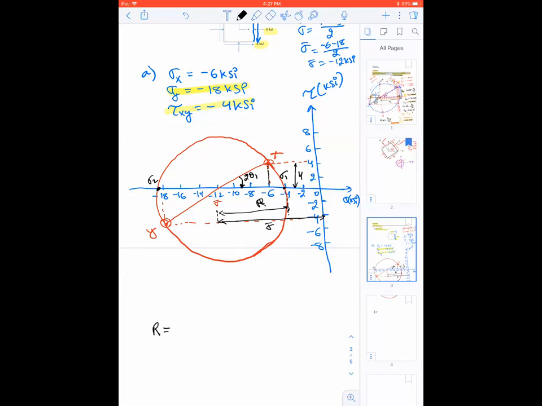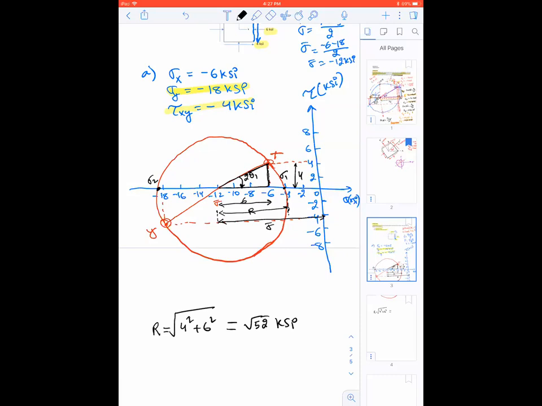If you consider this triangle, the distance from here all the way here is r. This distance is 6, right? So I'm considering this triangle. The hypotenuse will give me the radius. So it's going to be square root of 4 squared plus 6 squared. That gives me root 52 KSI.